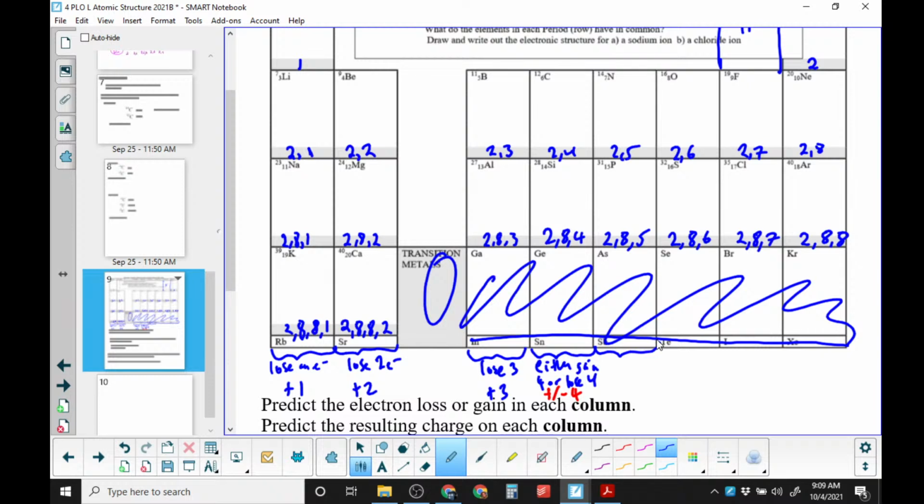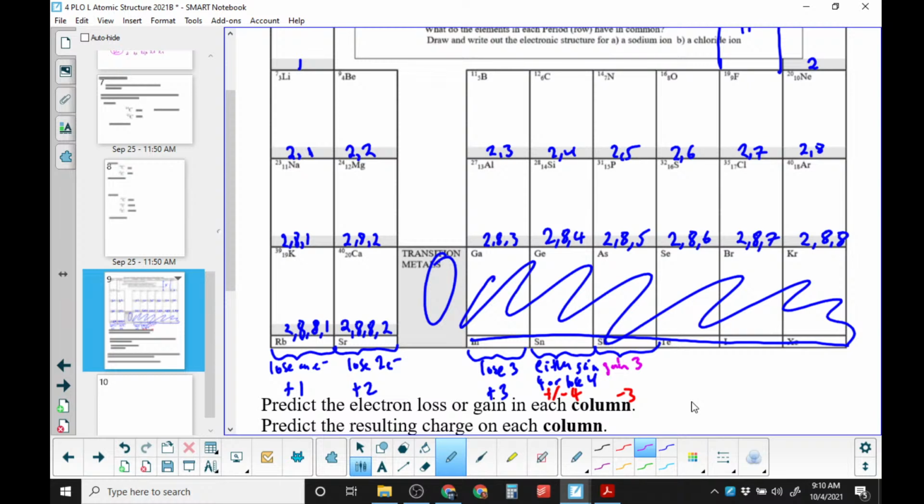Anton. For nitrogen, gain 3, lose 5. Yeah, this is the -3. So what is it doing with its electrons? So I'm going to write in a different color because it's so close. Gain 3, if you can read that.